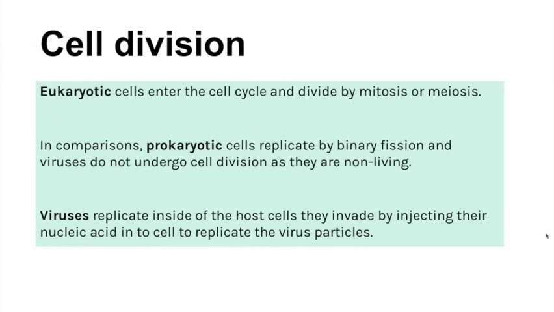We then move on to cell division, and eukaryotic cells enter the cell cycle and divide by mitosis or meiosis, but in topic 1 you only learn about mitosis. In comparison, prokaryotic cells replicate by binary fission, and viruses do not undergo cell division at all because they are non-living. They do still replicate though, but viruses replicate inside of a host cell. They will invade that host cell by injecting in their nucleic acid, so their genetic material, and then it will be the host cell that uses that genetic material to replicate the virus particle.